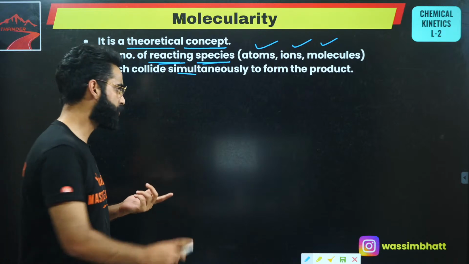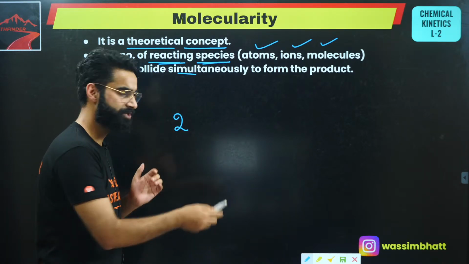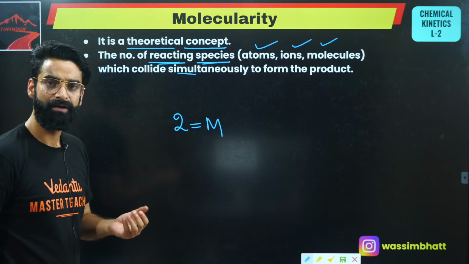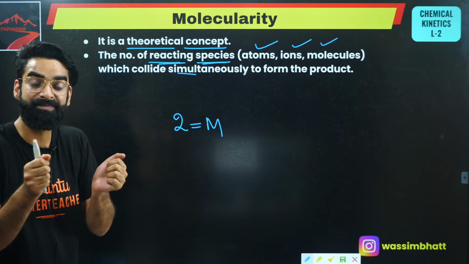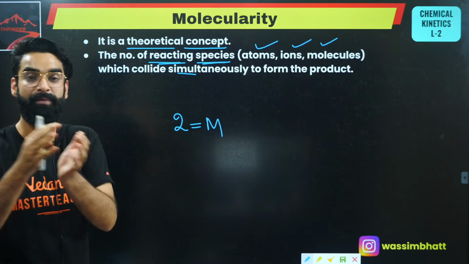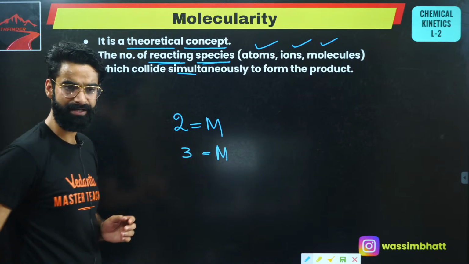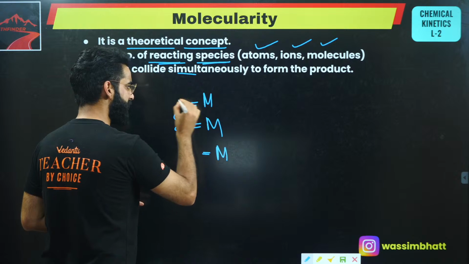For example, 2 reacting species are colliding simultaneously and forming the product. So I'll say the molecularity of the reaction is 2, right? Let's assume 3 reactant species are colliding simultaneously and forming the product. That means the molecularity of that reaction is 3, right? Similarly, molecularity of the reaction can be 1 as well.